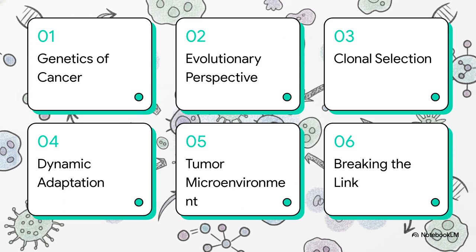Okay, so let's just dive right into this biological journey. Here's our roadmap. We'll start with the genetics of cancer, move into the evolutionary perspective, and then explore clonal selection and dynamic adaptation. Finally, we'll look at the tumor microenvironment and how we might eventually break this link.